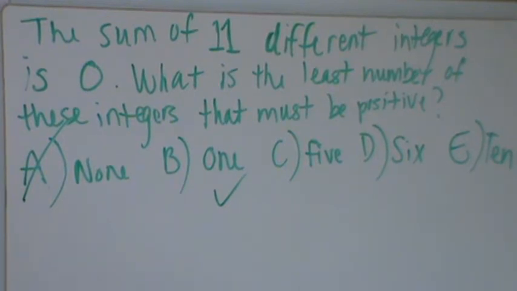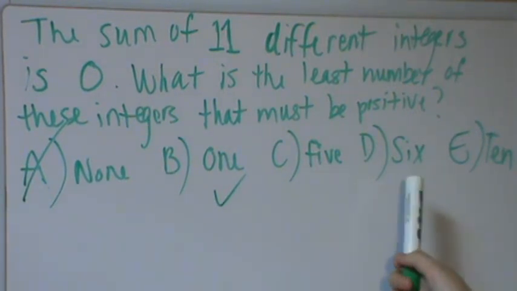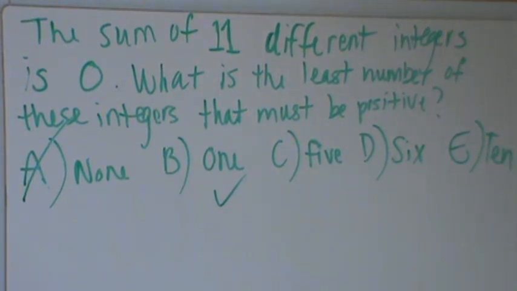So C says 5, D says 6, and E says 10. I mean, there are lots of different combinations of numbers for you to reach 0, but the question asks what is the least number of these integers that must be positive. And if 1 works, then even if 5, 6, and 10 work as well, they're asking for the least number of these integers that must be positive. So B has to be the right answer.